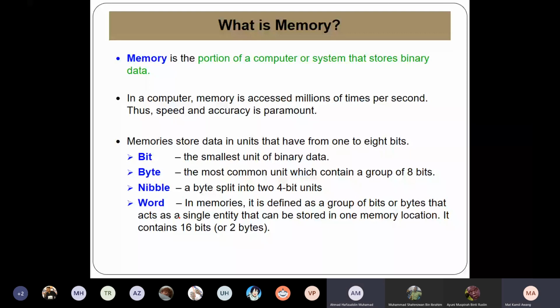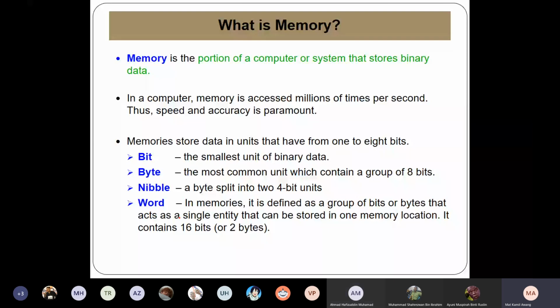So the memory can be permanent or temporary. Temporary means that when there is no electricity or no power, you will lose the data in that memory. And there is a permanent memory where even though there is no electricity, no power, it will keep the data in the storage. So that is what we call a memory, or sometimes we call it storage.